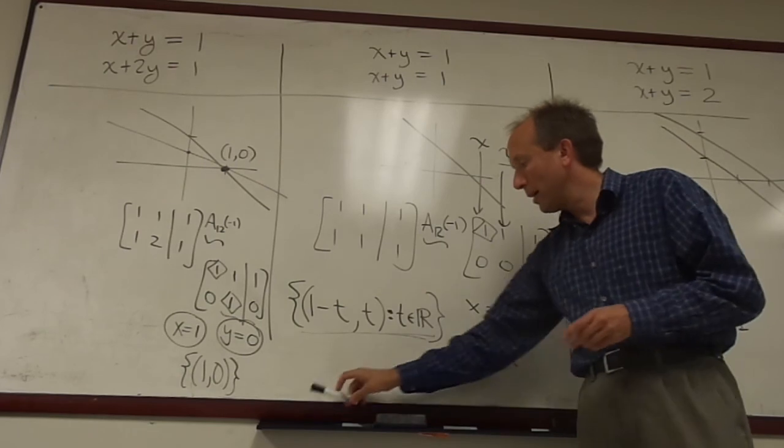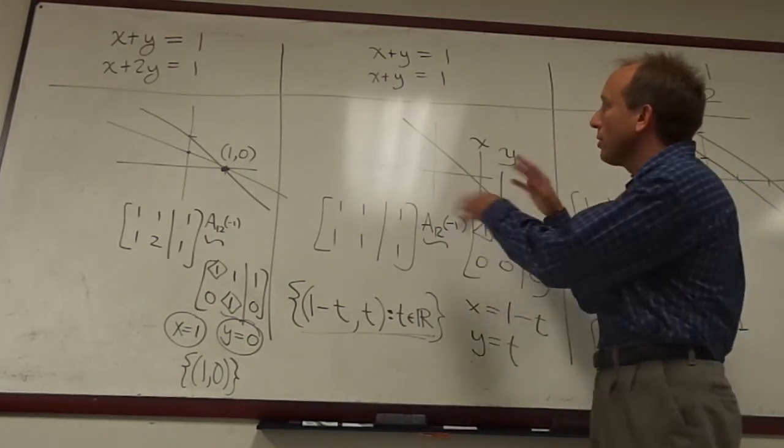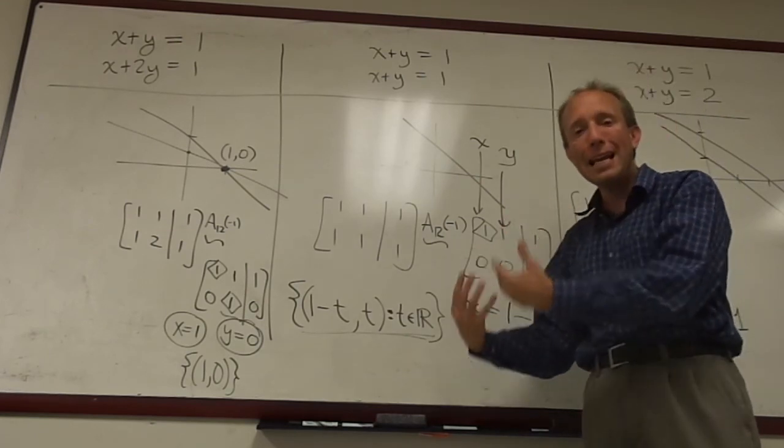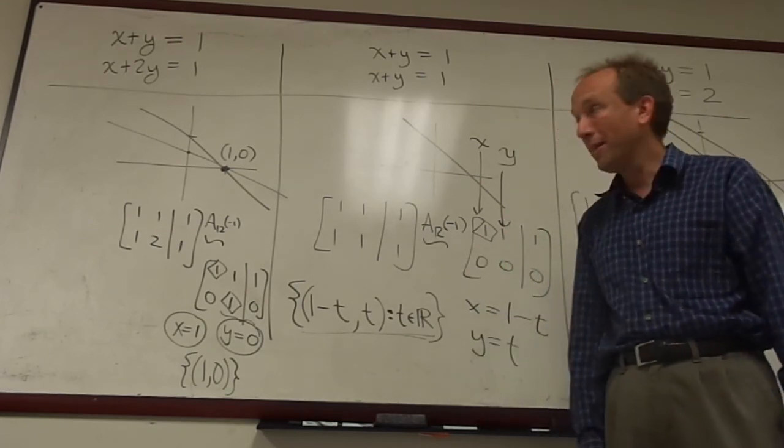I hope that's a little bit helpful in terms of the insight. I didn't do a lot of EROs here with these examples, but I just wanted to show you sort of what can happen as a result of the Gaussian elimination process.